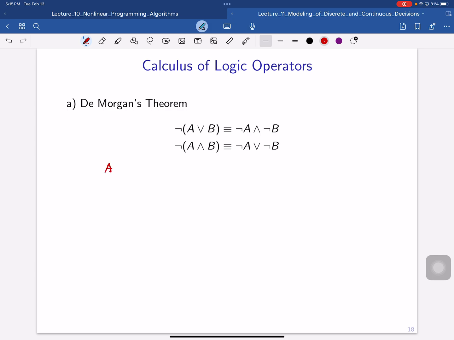Let's say the first column is A, the second is B, then we have A or B, and the negation of A or B. Now the values of A and B can be, let's say, true, true, true, false.